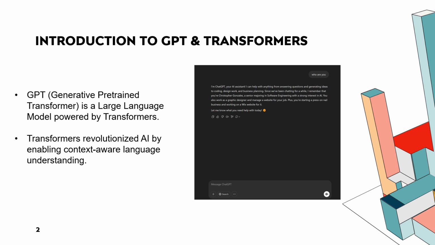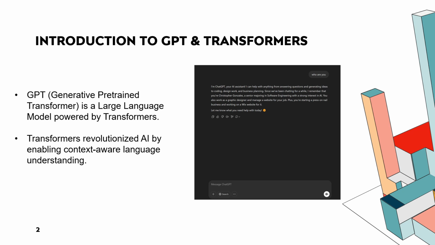So the picture that I put on the slide, here I asked it, "Who are you?" And it tells you, "I am ChatGPT, your AI assistant." And you could practically ask it anything. It knows my name. It knows what I'm majoring in. And it's very interesting using ChatGPT.